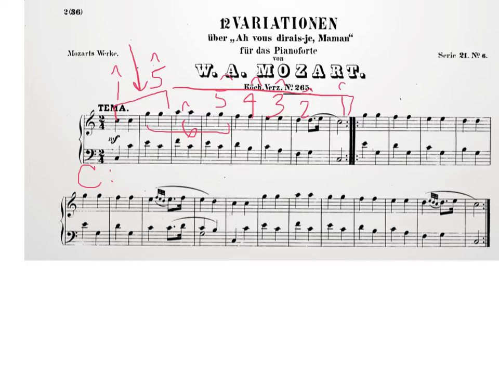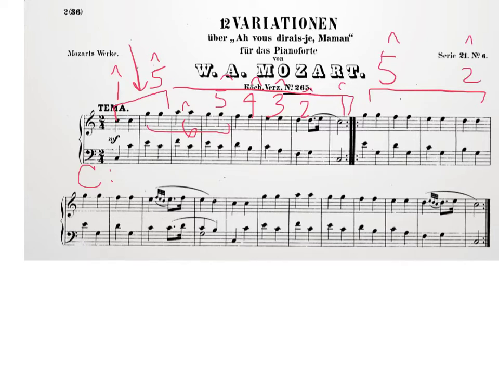So we have 1, 1, 5, 5, and then a little decoration, 6, 6, 5, 5, and then a continuation from that 5 that fills in the opening leap: 4, 4, 3, 3, 2, 2, 3, 1, like that. And as it continues, it uses that idea a couple of times, but doesn't finish.